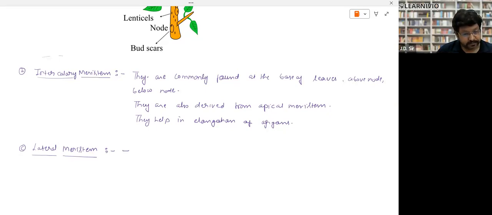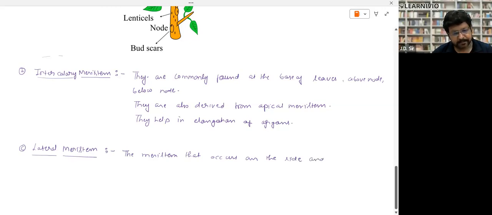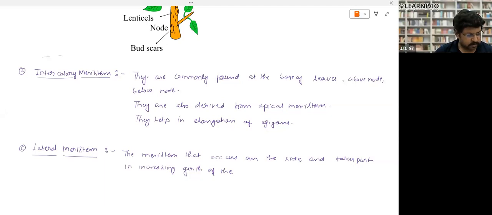The meristem that occurs on the site and takes part in increasing the girth of the plant. Girth of the plant.